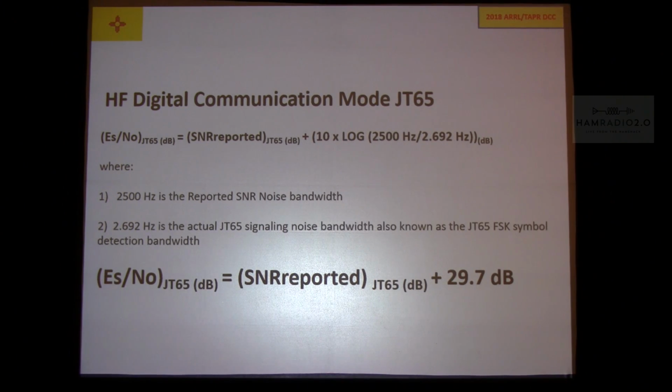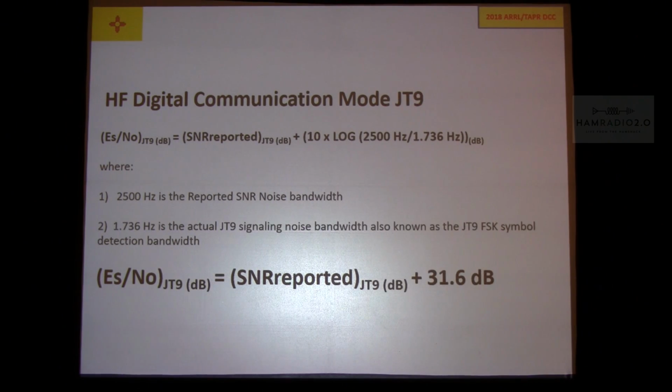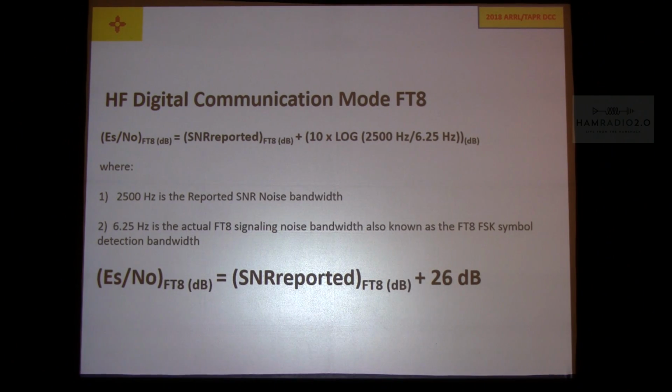So for the case of JT65, plugging those numbers into that equation, you will find that the real signal-to-noise ratio is 29.7 dB larger than what is reported. In the case of JT9, it's even higher because of that narrower detection bandwidth. It's 31.6 dB higher than what's actually reported. In the case of FT8, 26 dB higher.